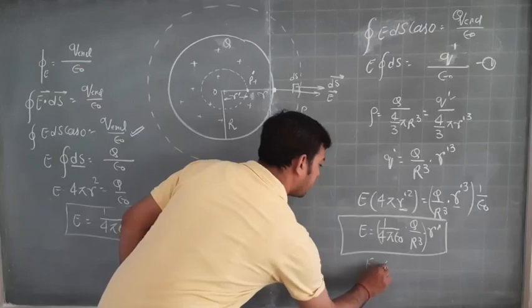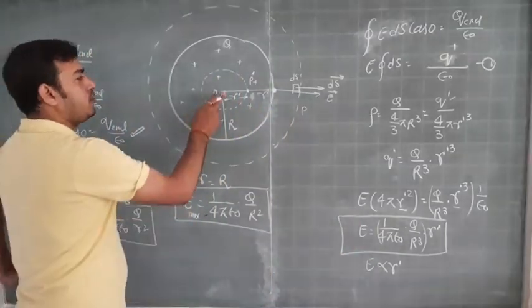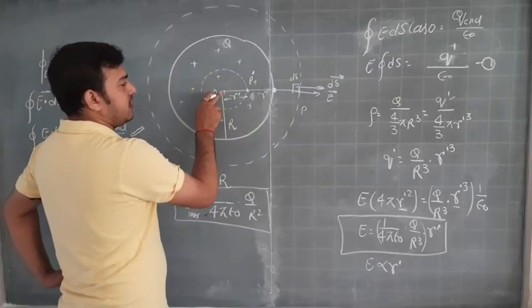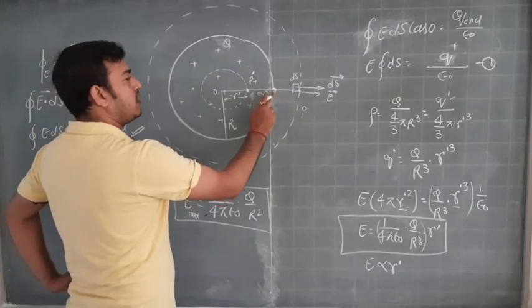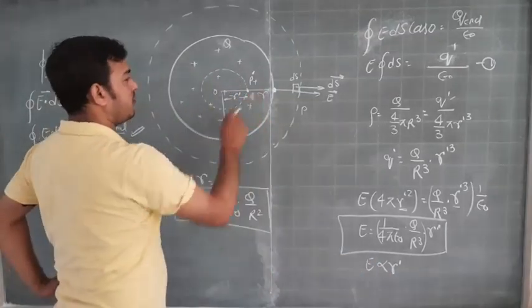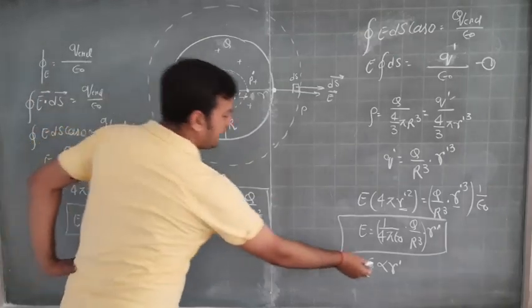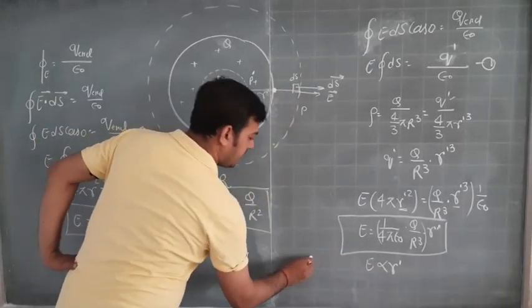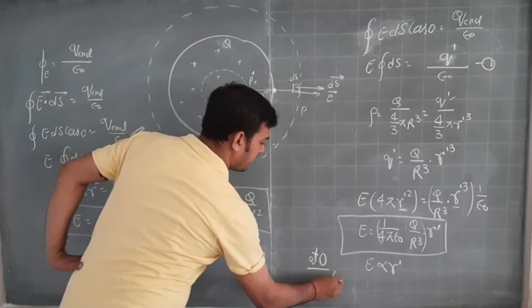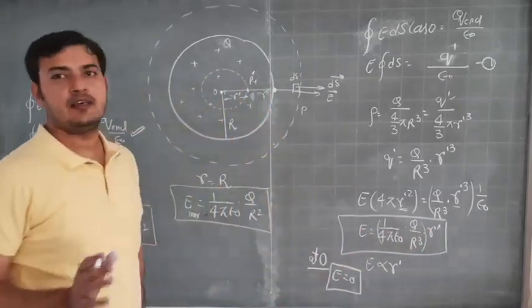The electric field is directly proportional to r'. It means if you are moving from the center toward the surface of this non-conducting sphere, the field increases as you go away from here, and here at the center, since r' becomes 0, so at O, the electric field will also be 0 since the value of r' is 0.